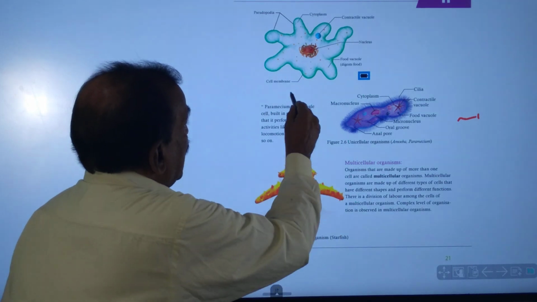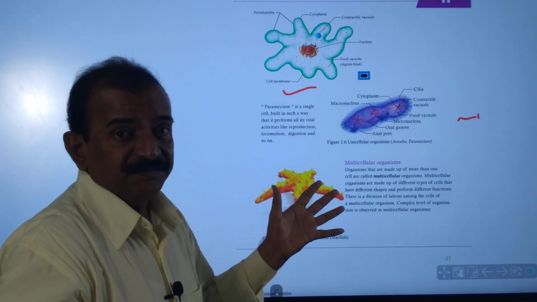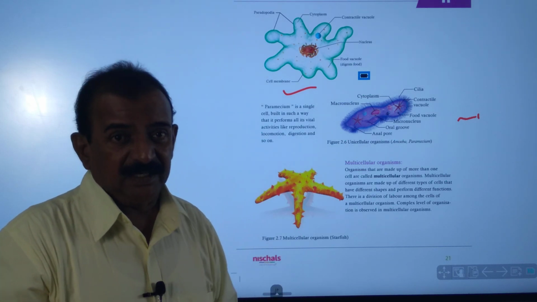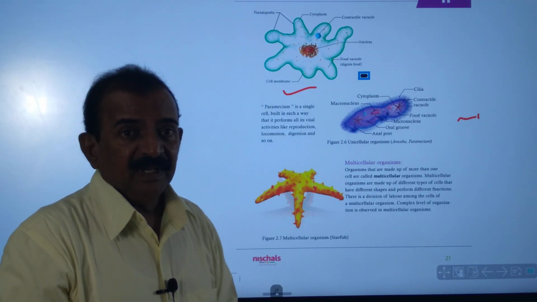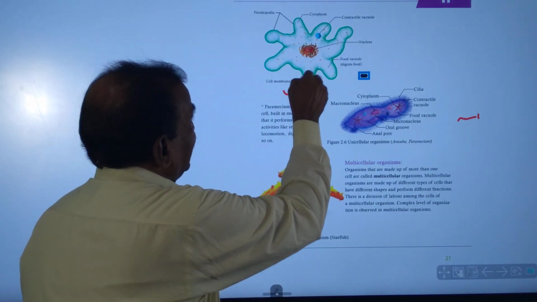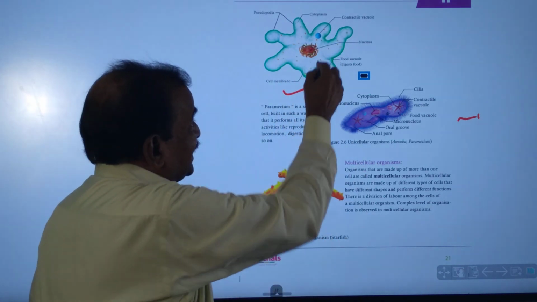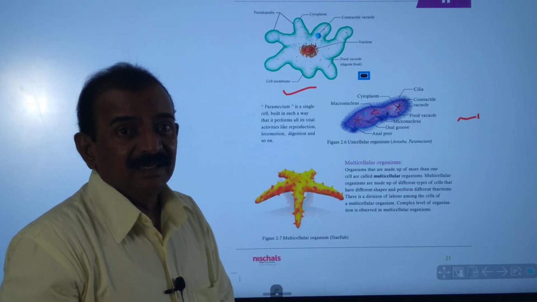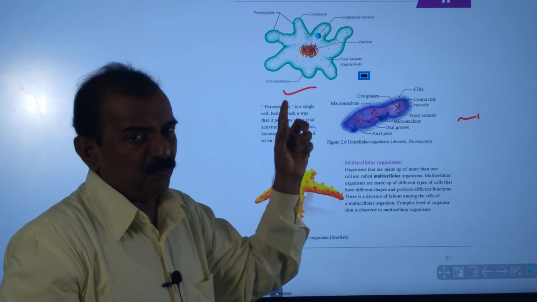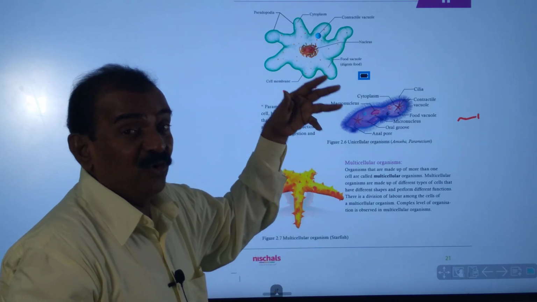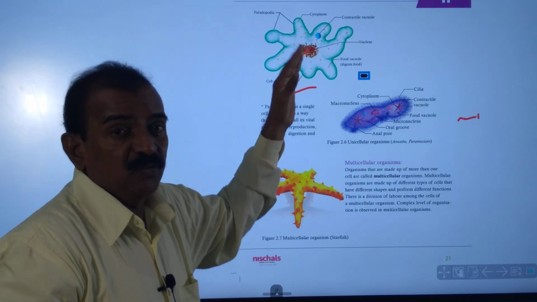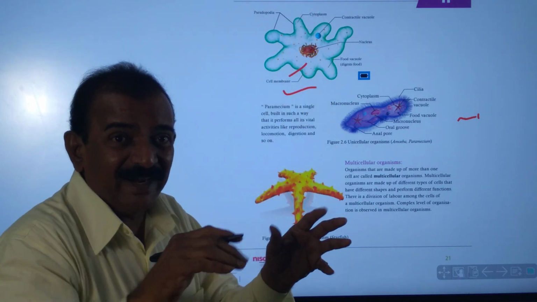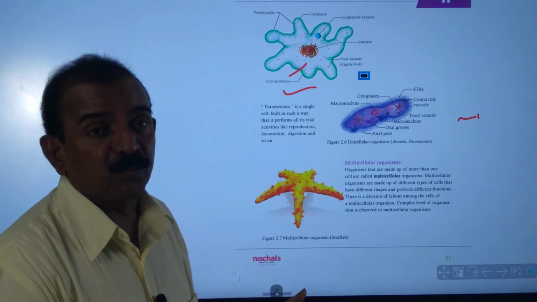I told you amoeba has no fixed shape, and it lives in pond water. It is an aquatic organism, and it has only one cell. At the center we can see the presence of a nucleus. It has a nuclear membrane. It is a eukaryote, not a prokaryote. Small food vacuoles are present, and this is called cytoplasm. The body is filled with cytoplasm, not protoplasm.